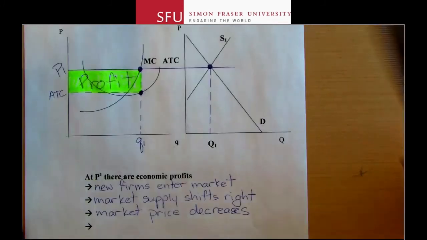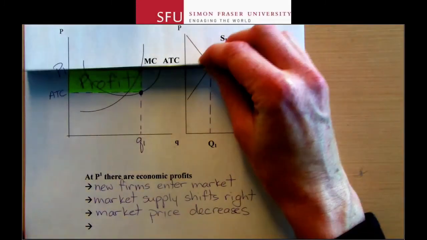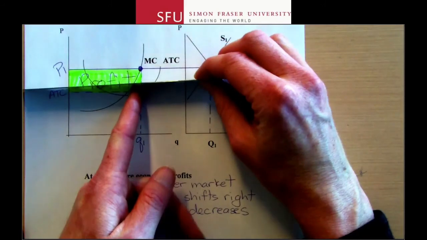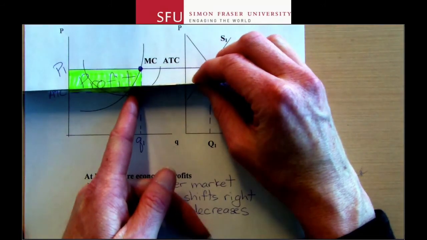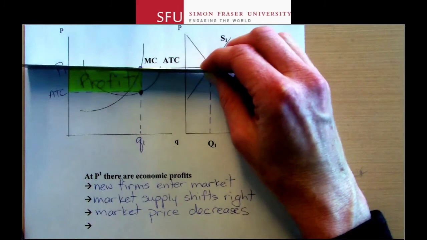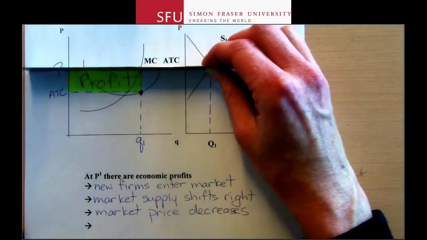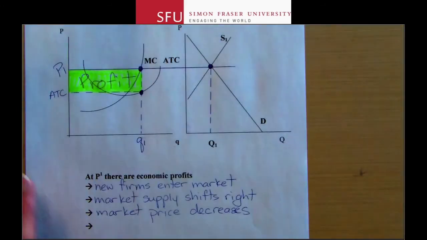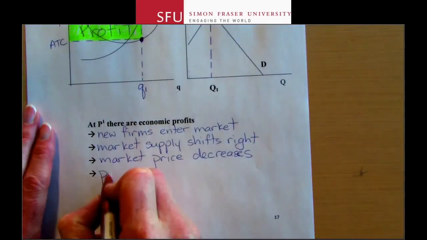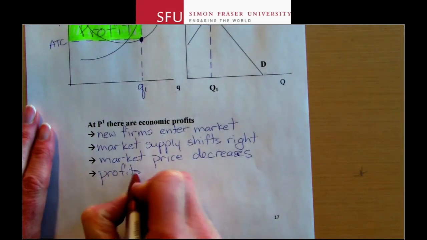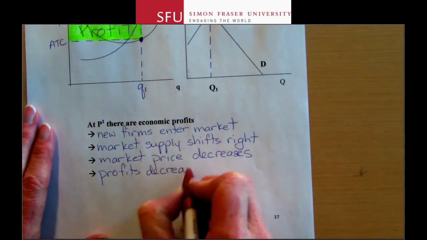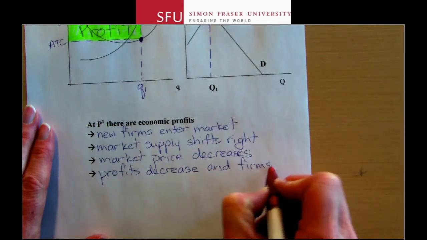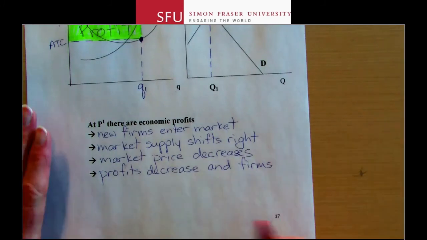And then what will happen for the individual firm? So here's the price. As the price goes down, the quantity that they're making, which is where the price equals the MC, will keep decreasing. Then the profit will decrease, right? The profit, or the difference between the price and the ATC, will decrease. Okay, so profits will decrease, and then the firms will produce less.